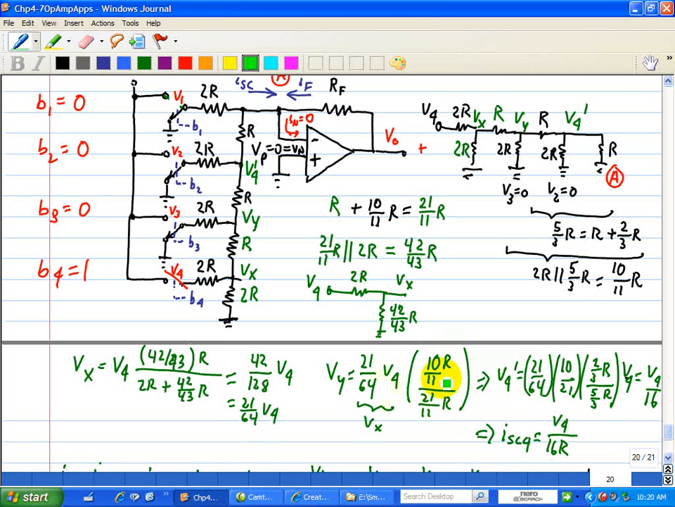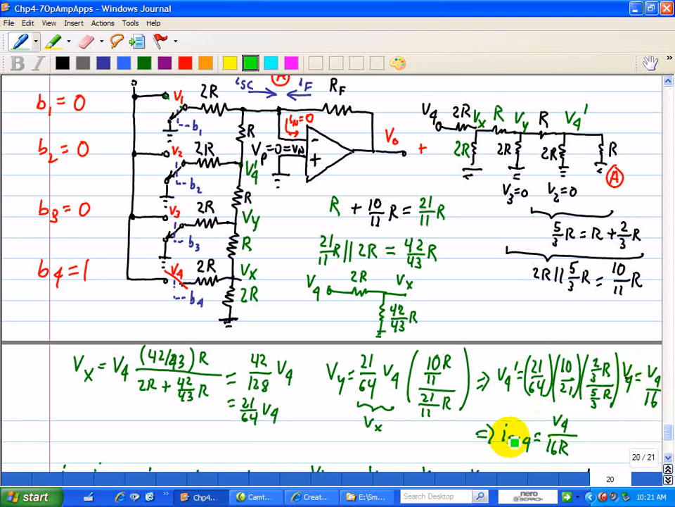Then we use this result to do a voltage divider for V4 prime. So here's our 21/64, here's our 10/21, and now we just do finally one more voltage divider right here, in which we have 2/3 R divided by 5/3 R. Now when you do all this algebra calculation, you can see a lot of things cancel. The 3's cancel right here. The 5 and the 10 cancel to 2, and the 21 cancels. And we have V4 divided by 16.